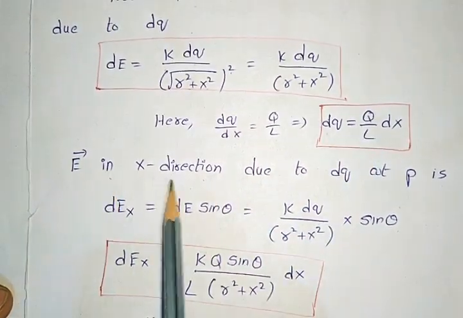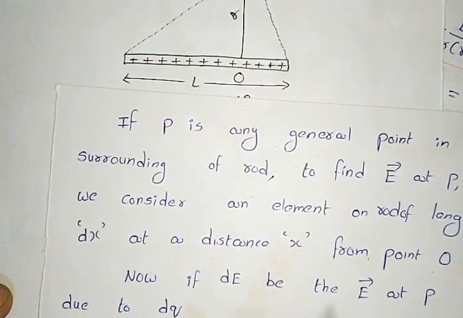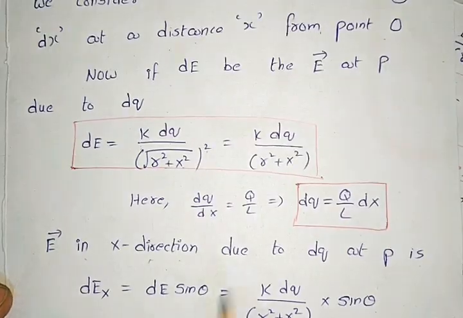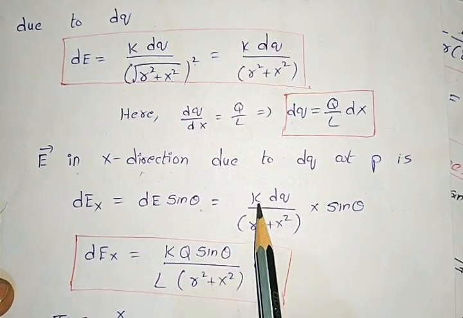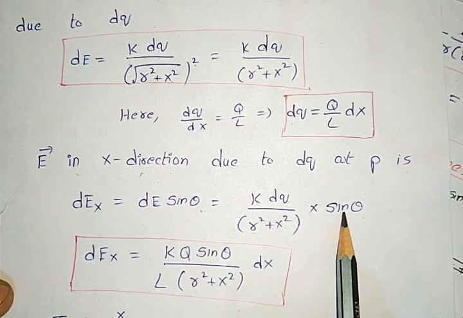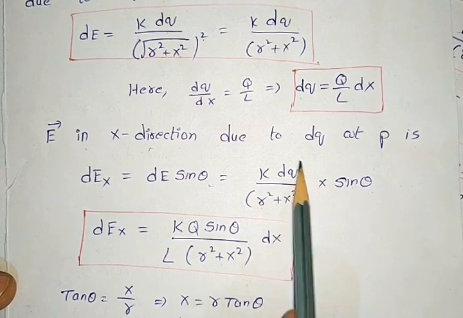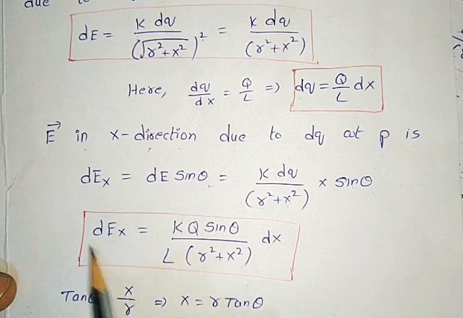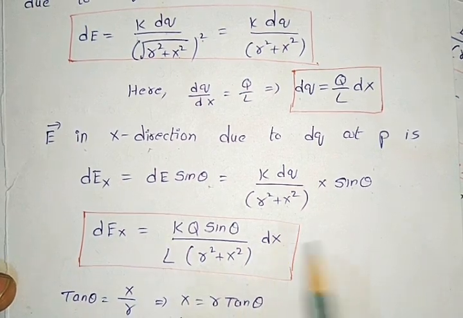So E in x direction, dEx, can be given as dE sin theta, as we have already discussed. So in the place of dE we will be substituting k dq by r square plus x square into sin theta. So in the place of dq substitute q by L dx. This will give the result as dEx is equal to kq sin theta by L into r square plus x square dx.